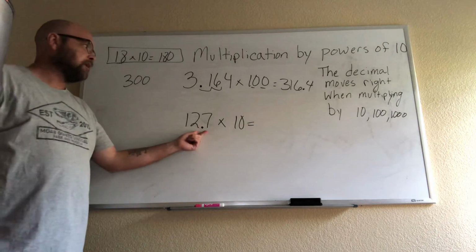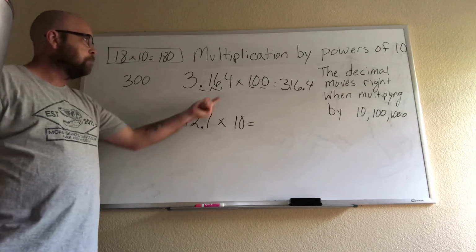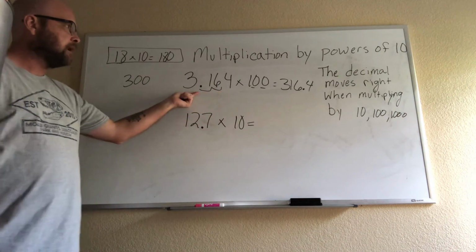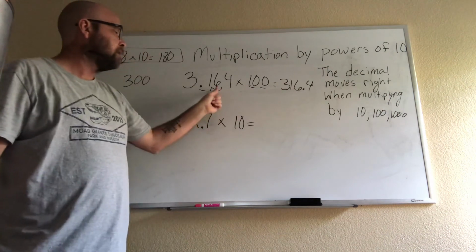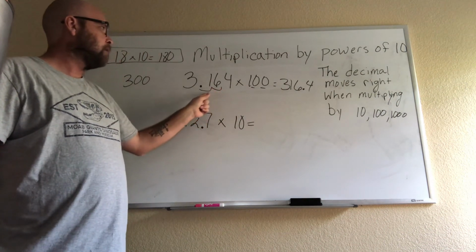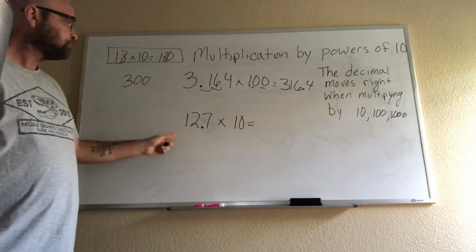Remember, each place value to the left is 10 times greater than the other one. So we moved this 6 twice to the left because now it's in the ones place. So it was in the hundredths place. So that's 10 times greater and that's 10 times greater. So we made it 100 times greater.